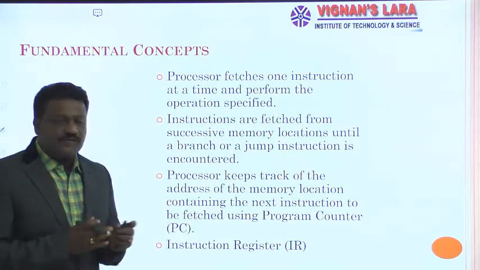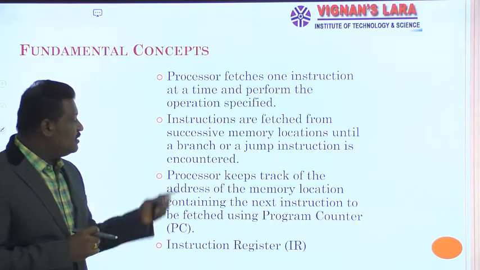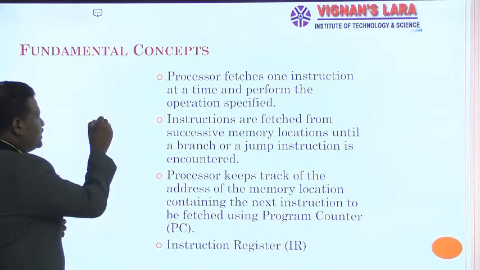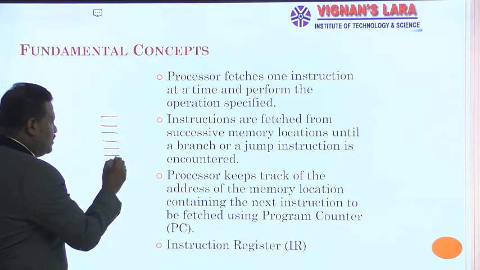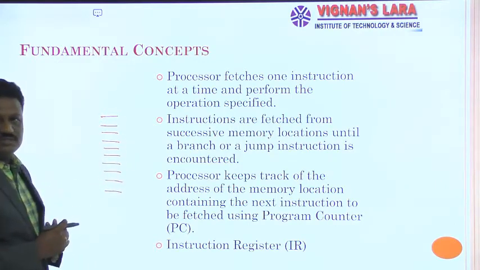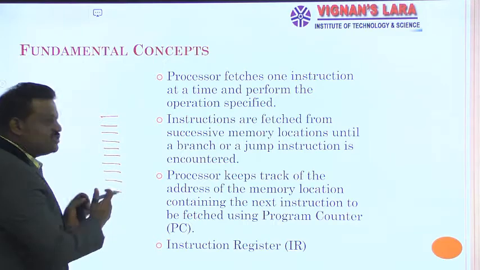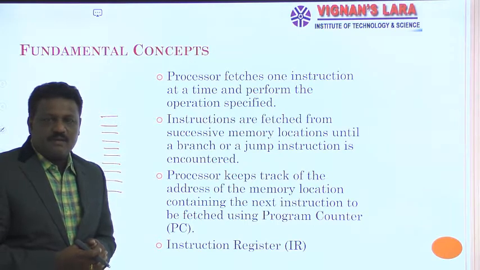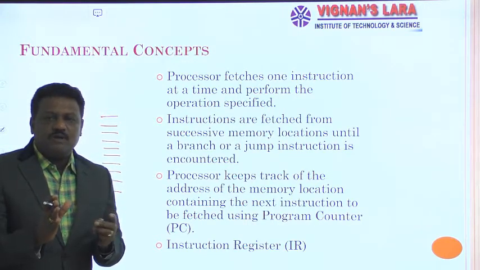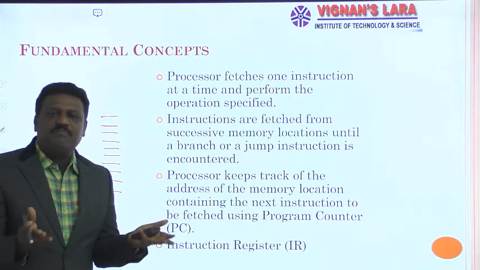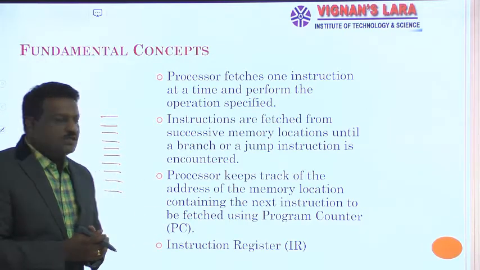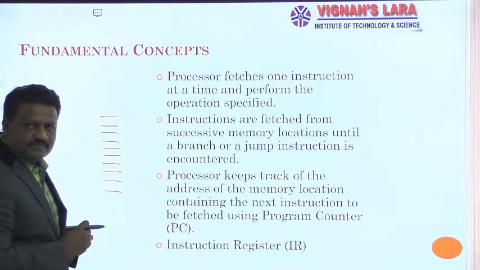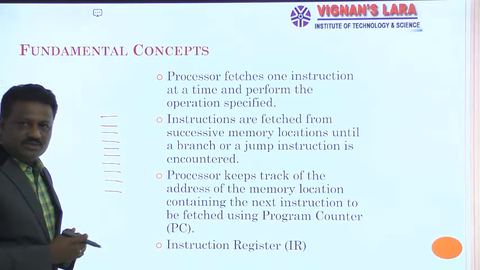The instructions are fetched from successive memory locations until a branch or a jump instruction is encountered. That means, you can assume this is a program. This program has a set of instructions. Generally, this set of instructions of a program may be stored in successive memory locations. But your processor can execute one instruction at a time, irrespective of the number of instructions present in a program. So your processor starts execution of the first instruction. First it will fetch this instruction. After fetching it, decode, and later it will execute it.